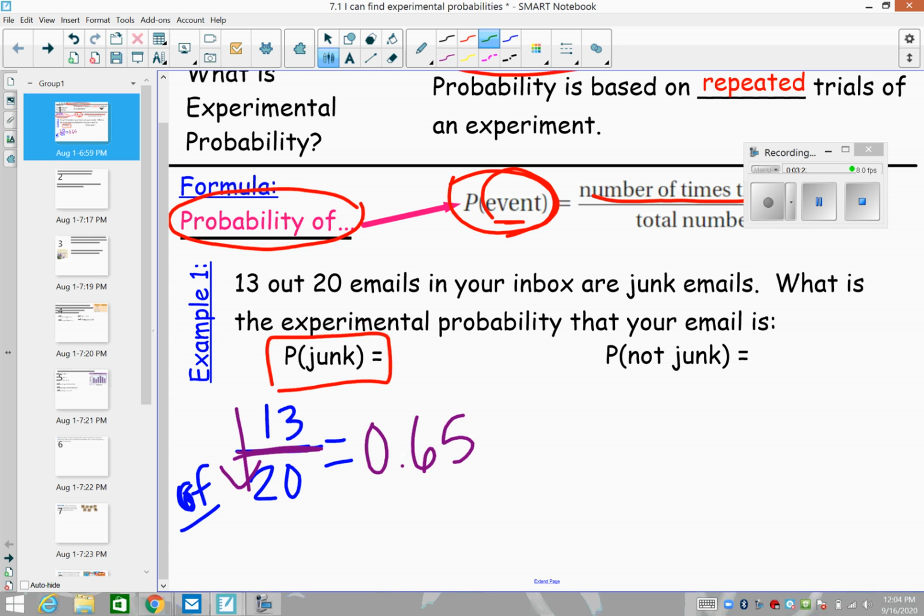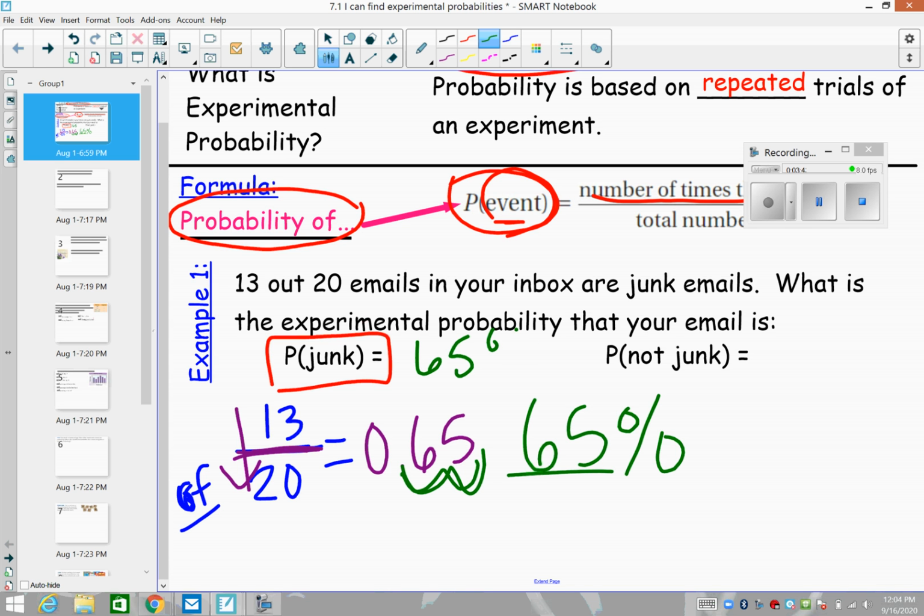To get it to a percent, we need to move the decimal 2 places to the right, which we just covered in a previous example of rate, the simple interest lesson. We talked about that conversion, which means it's 65%. Percent is out of 100, so we'd have to multiply that by 100 to get to the percent. So 65% junk mail, which is probably true in our email inbox as well as our actual physical mailbox.